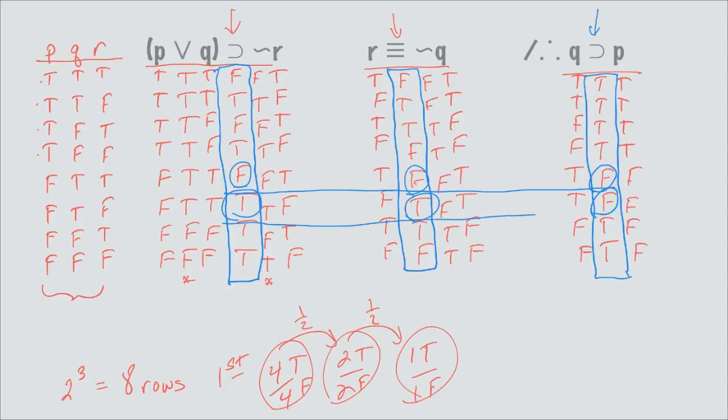So right here, I see that I now have an invalid argument. This argument is invalid when P is false, Q is true, and R is false. That makes it invalid because there is one row in their joint truth table in which the premises are all true and the conclusion is false. So this is an invalid argument.